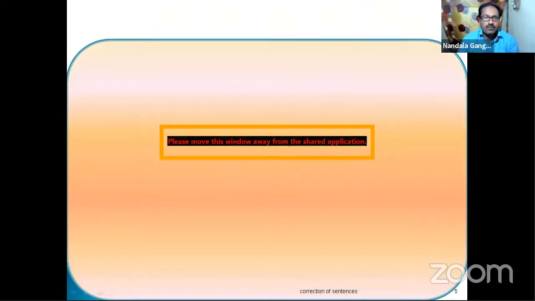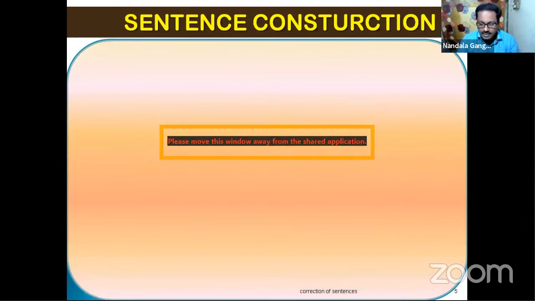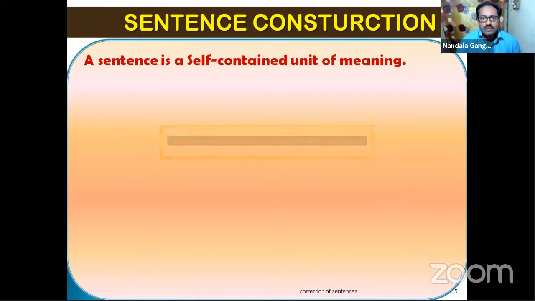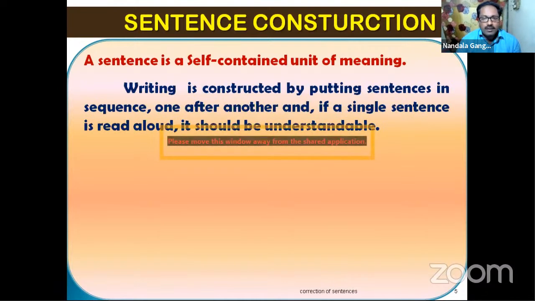Let us move on to the next slide. That is sentence construction. In sentence construction, every sentence has its own meaning itself. A sentence is a self-contained unit of meaning. While you are writing, the writing is constructed by putting sentences in sequence one after another, and if a single sentence is read aloud, it should be understandable.